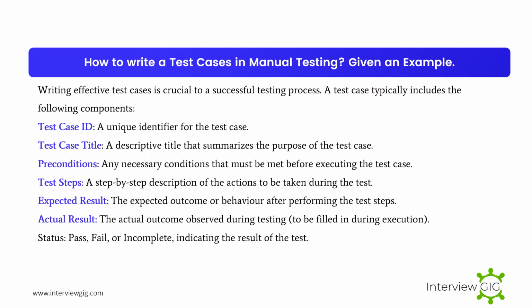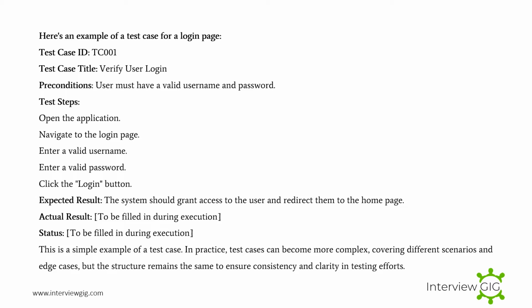Test steps, a step-by-step description of the actions to be taken during the test. Expected result, the expected outcome or behavior after performing the test steps. Actual result, the actual outcome observed during testing, to be filled in during execution. Status, pass, fail, or incomplete, indicating the result of the test. Here's an example of a test case for a login page. Test case ID.